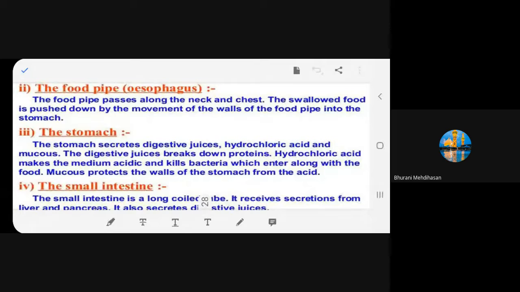Please start to read. And you can ask me a question. After doing the food pipe, the esophagus, stop. After reading, stop. Okay, beta? Yes. Start to read.